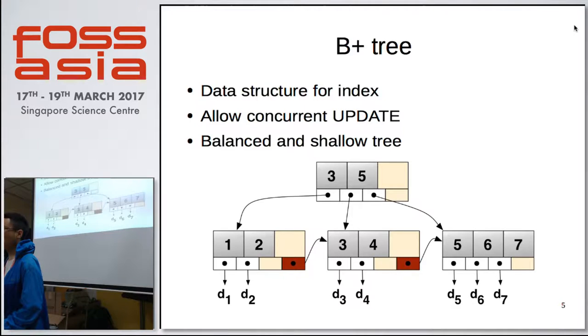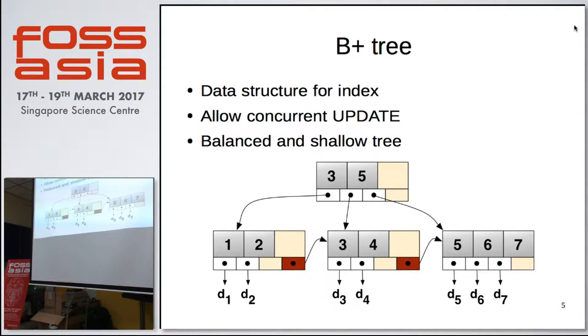Why? Because in a modern database, it's quite often that we have billions of records, and we want to perform a very quick search by their primary key to locate the record. For this, we need a dictionary structure to support our operation. And B-tree is the data structure to support this operation.